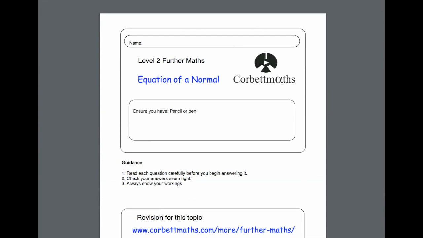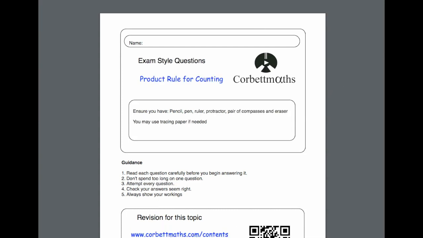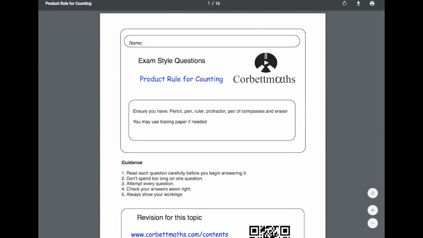As well as the resources for Further Maths, I did have the opportunity to make a few resources for the GCSE course as well. So the product rule for counting practice questions have been added. That was a topic where I only had the video for the product rule for counting. I didn't have any practice questions or textbook exercises, and now they're all completed. So I've created the textbook exercise, the exam questions, the practice questions for the product rule for counting, as you can see there, and also the textbook exercise.